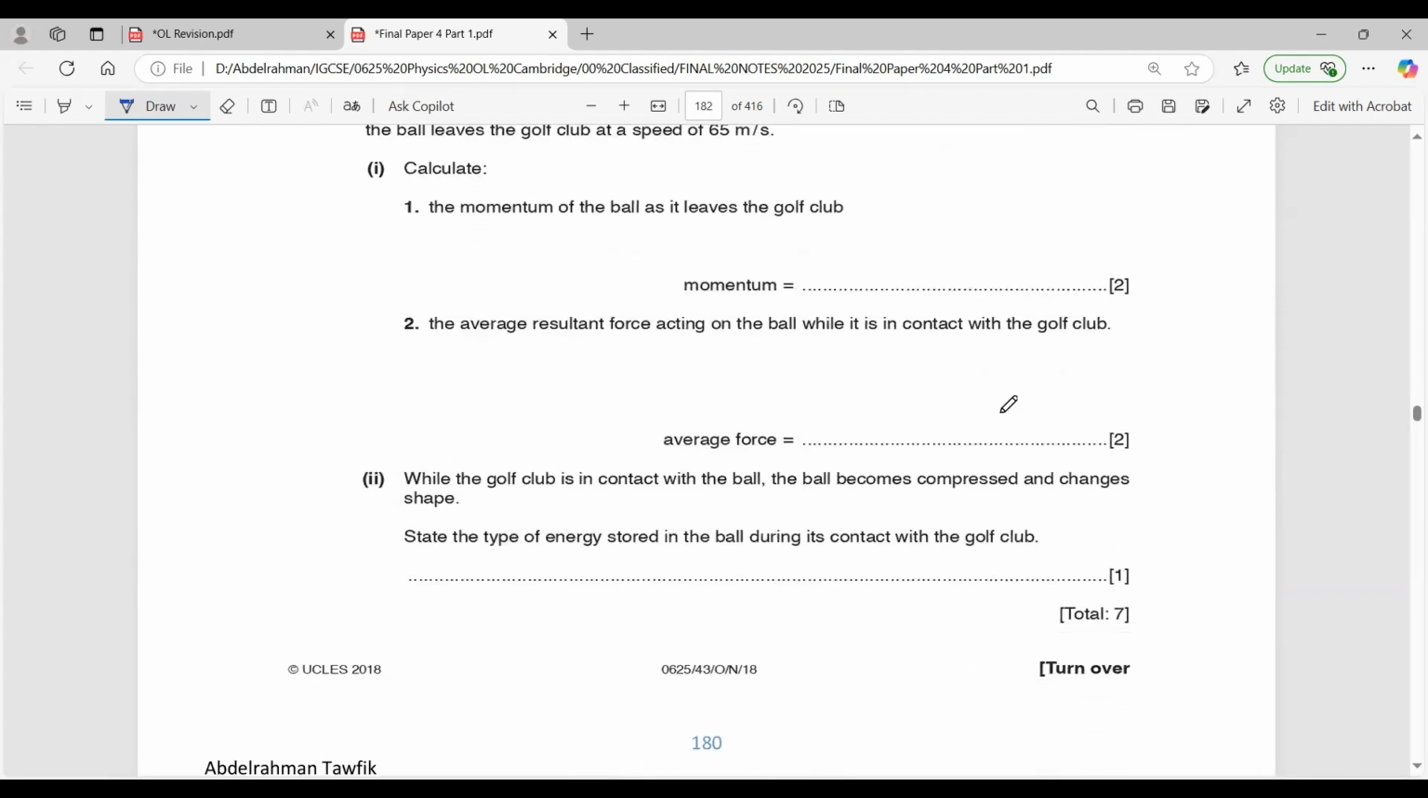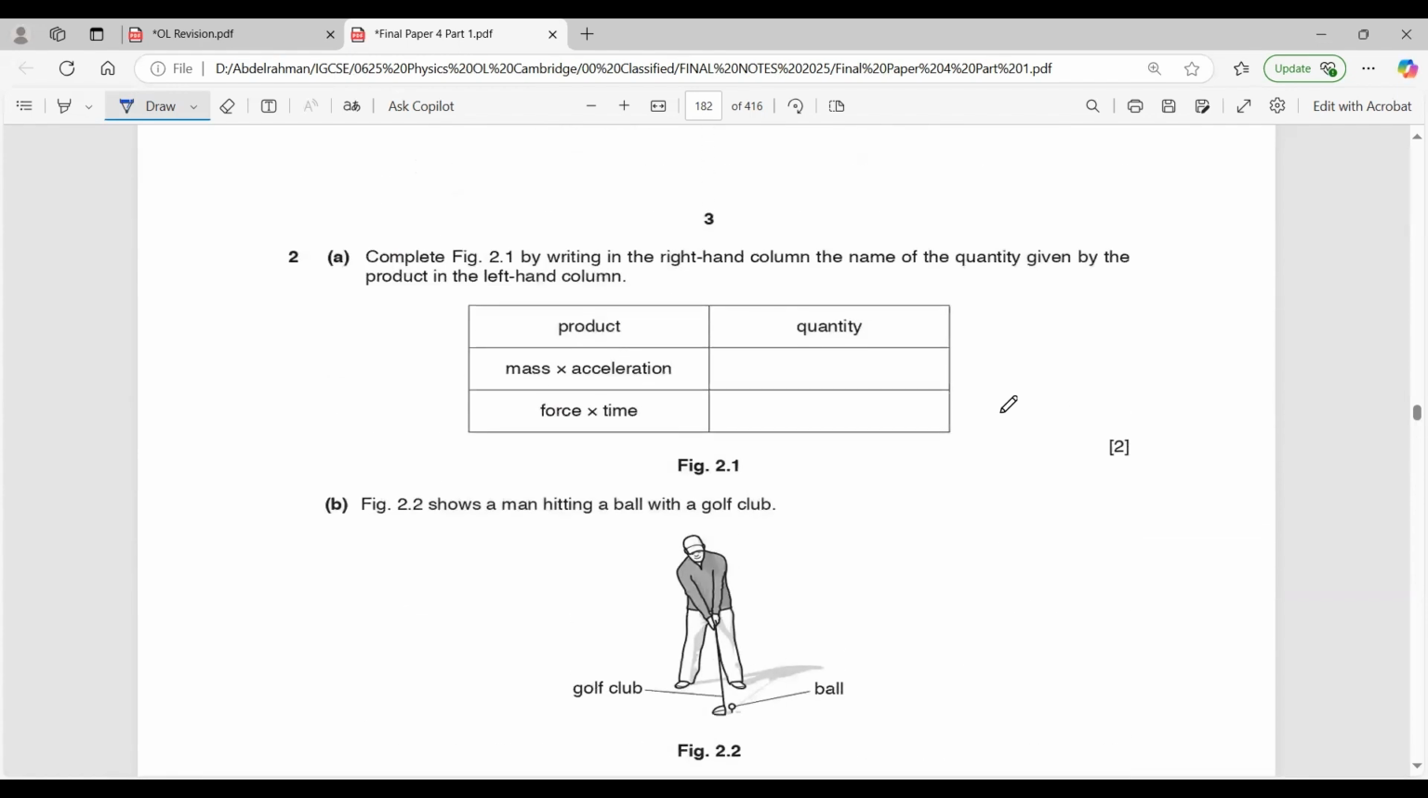Let's solve this last question and that would be it for today. What is mass times acceleration? Mass times acceleration is force, right? What about force times the time? Force times time is impulse, right?